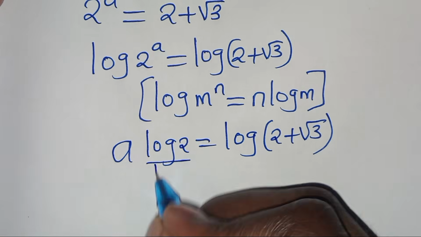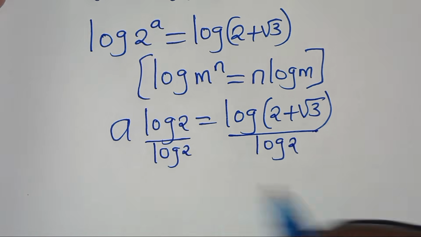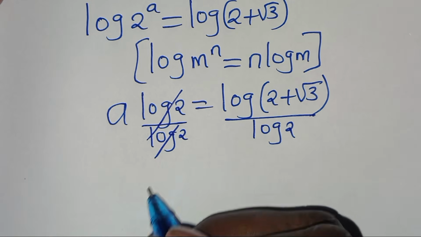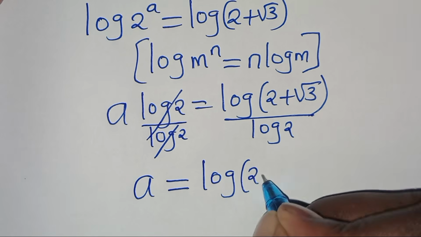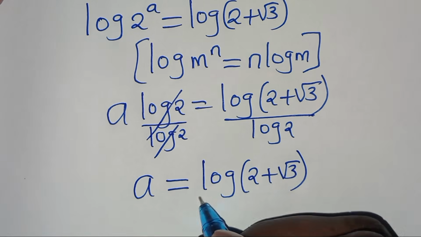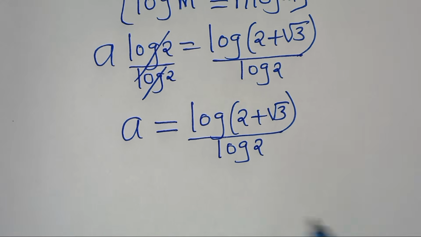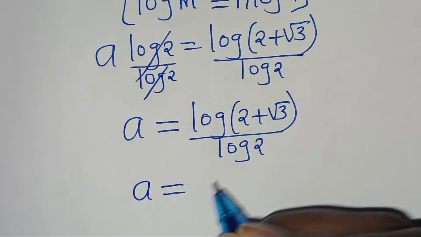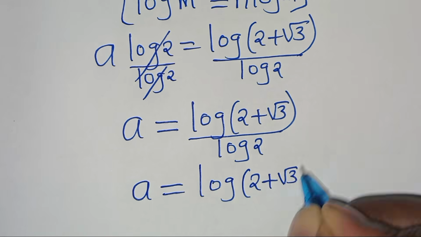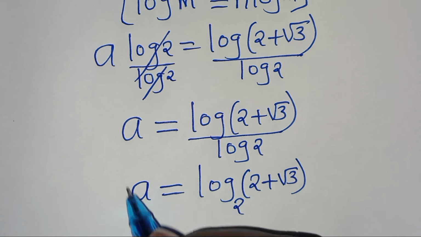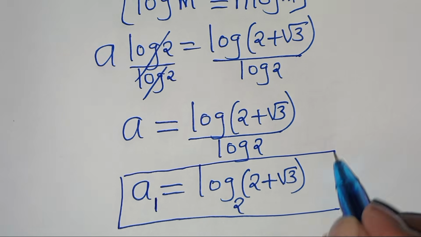So let's divide both sides by log 2. Now we can simplify log 2 and log 2, so that a is equal to log of (2 plus the square root of 3) divided by log 2, which we can express as a equal to log of (2 plus the square root of 3) to base 2. So this is the value of a1.